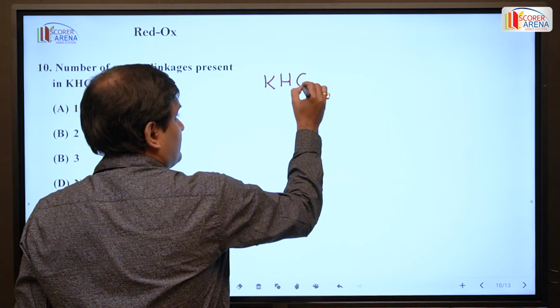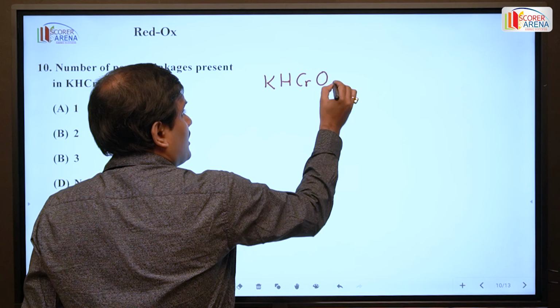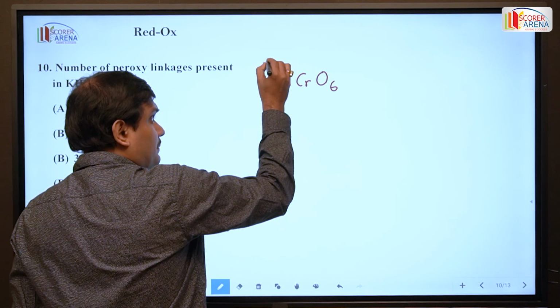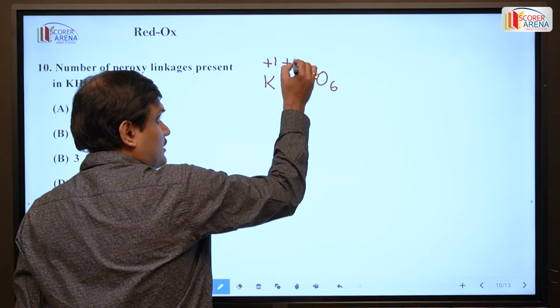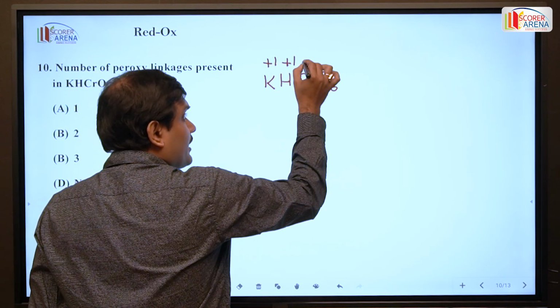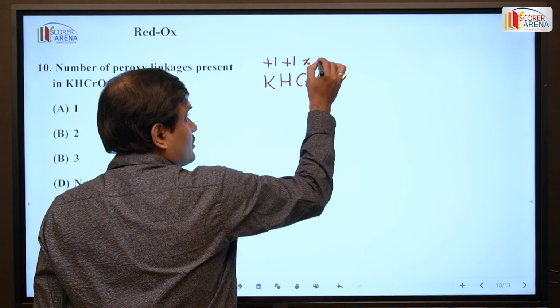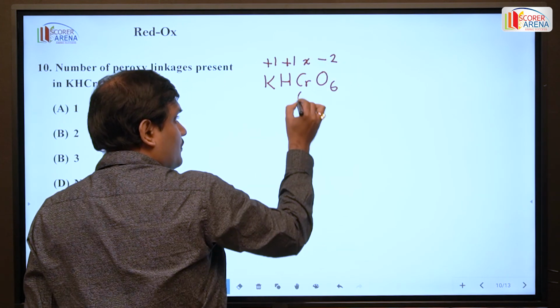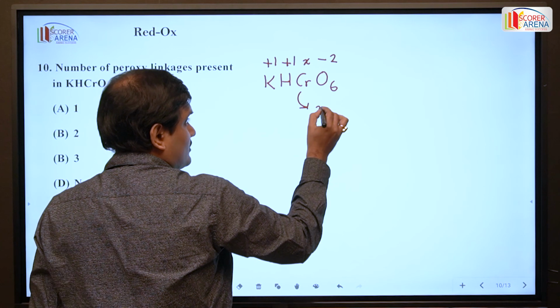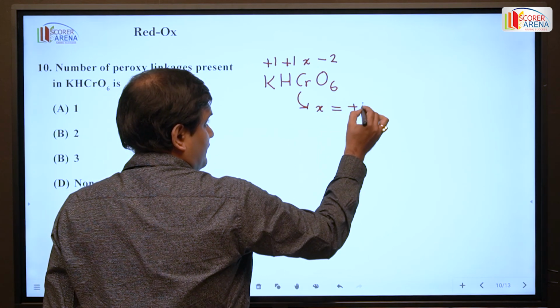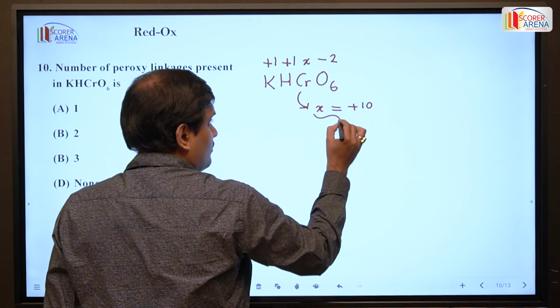KHCrO6. So let us take potassium +1, hydrogen also +1. Chromium, I am taking it as X, oxygen as -2. If you find out the value of X here also, you will get +10.